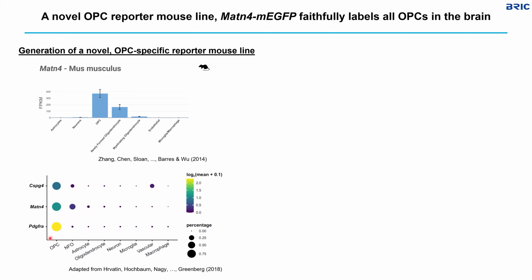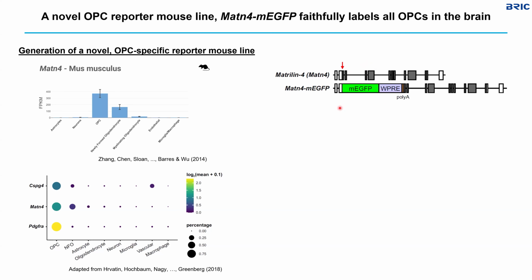So after figuring out that matrillin-4 is a good gene to target to make a new reporter mouse line, what we did was insert a fluorescent protein, in our case membrane-targeted EGFP, into the first coding exon of the matrillin-4 gene. Here in the first coding exon of matrillin-4, I've knocked in membrane-anchored EGFP, WPRE, and poly-A using CRISPR-Cas9.